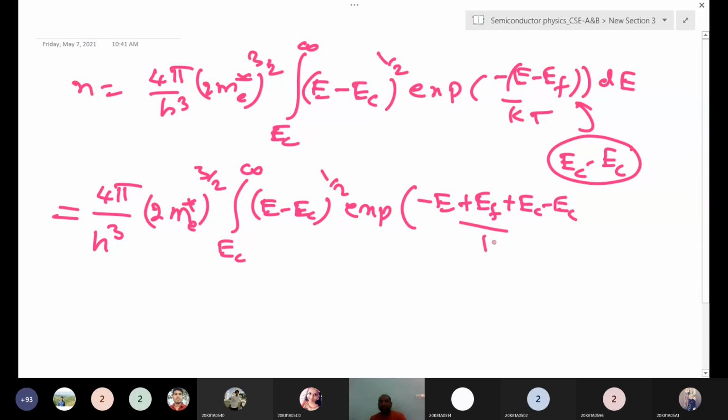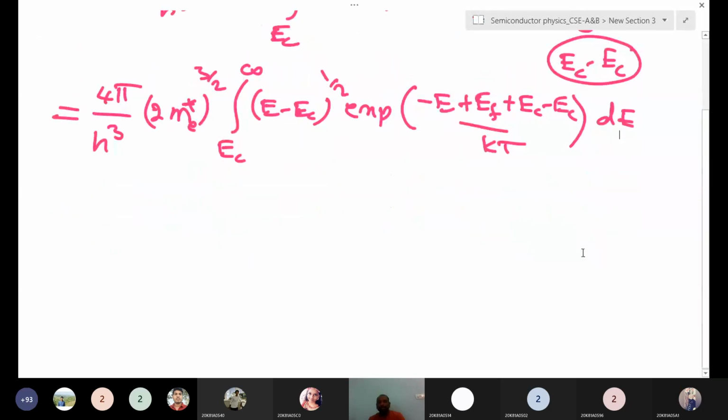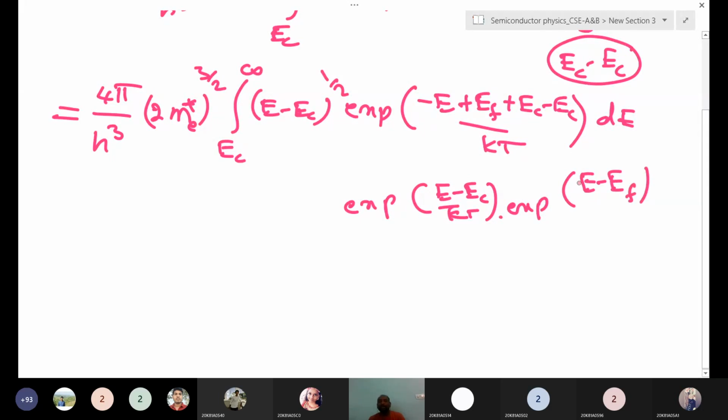Okay, now we got it like this. I will rewrite this expression again. So we can write here exponential of (E minus E_C)/kT plus exponential of E minus E_F. Can we write it like this, if you take minus here? Sorry, just a second, please. This is not okay. Exponential.